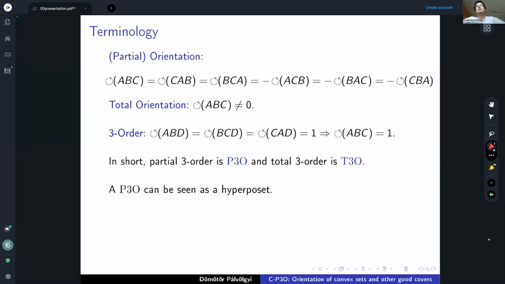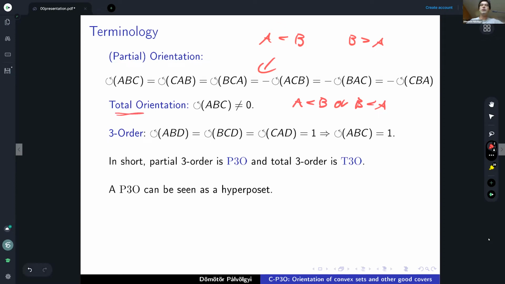So a P3O, you can imagine it as a hyperposet in a way. Just imagine in a poset, you have the smaller relation. And of course, if A is less than B, then you have that B is larger than A. This is similar to this condition. If you have a total linear ordering, then you must have that A is less than B or B is less than A, if it's a total ordering.